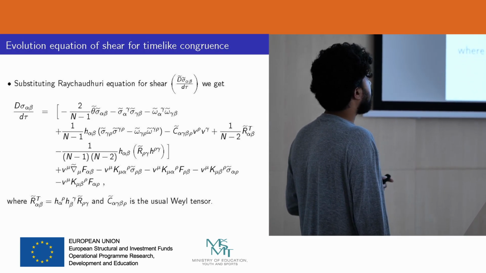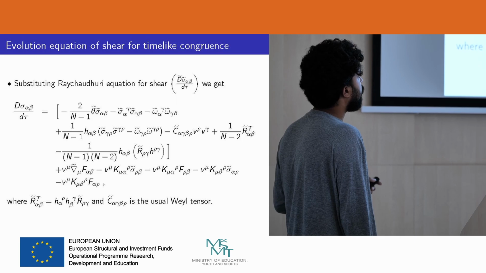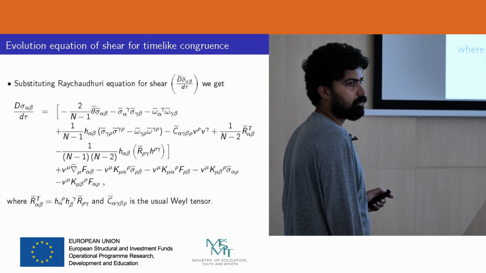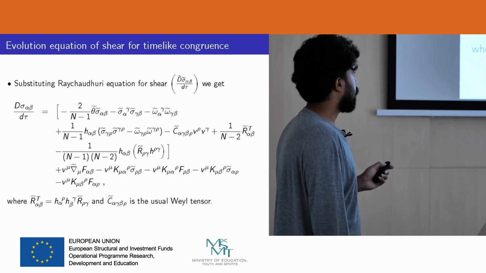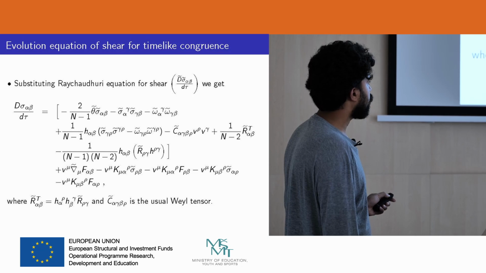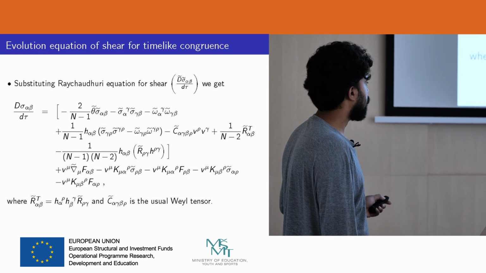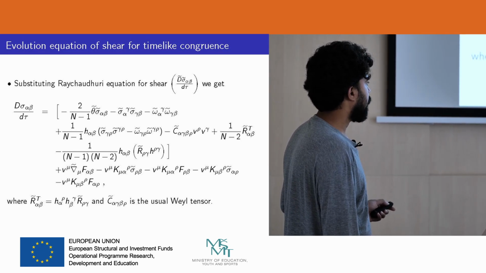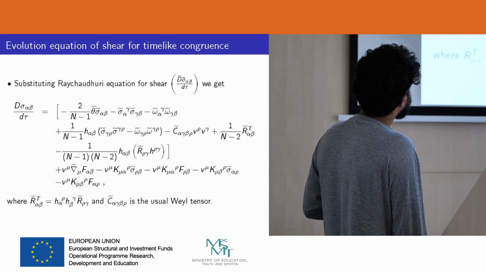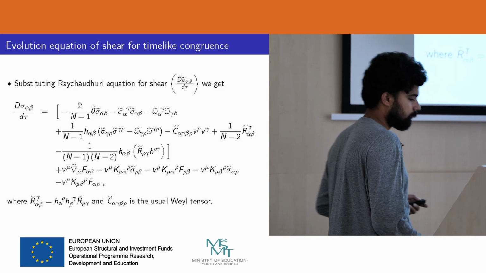So now we substitute the Raychaudhuri equation for shear in the previous equations, and inside the square bracket we have the Raychaudhuri equation for shear in a torsionless case, and here we have the corrections due to torsion. This Ricci tilde alpha beta is the projected Ricci tensor, and C alpha gamma beta rho is the usual Weyl tensor. So we can see from these equations how the torsion modifies the Raychaudhuri equations for shear.